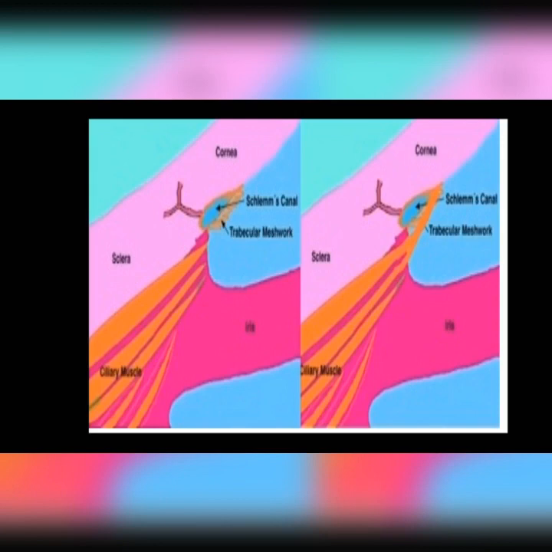Ciliary muscle has longitudinal fibers, circular fibers, and radial fibers. Normally, longitudinal fibers insert here in the scleral spur, but in cases of primary congenital glaucoma, they insert pathologically here. The trabecular meshwork extends beyond the scleral spur, and when they insert in the trabecular meshwork, it prevents the drainage of the aqueous humor.